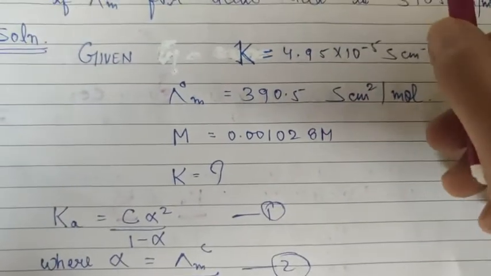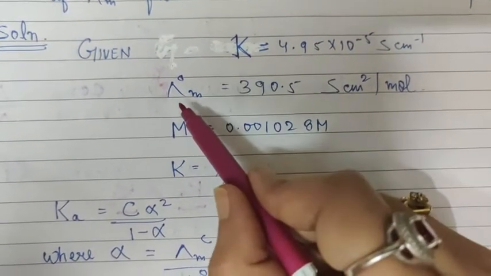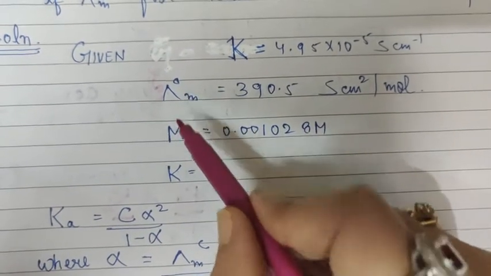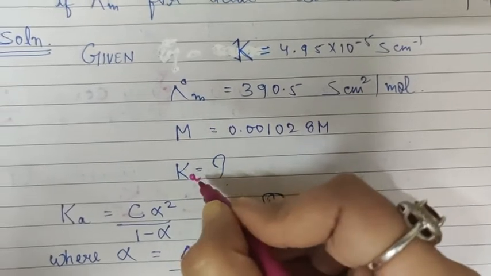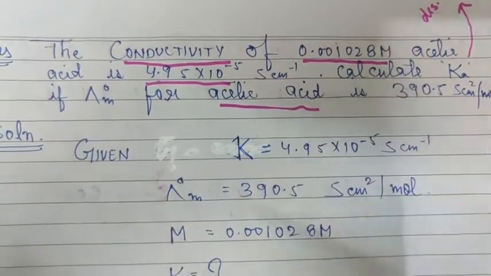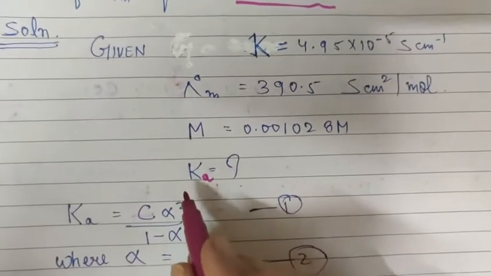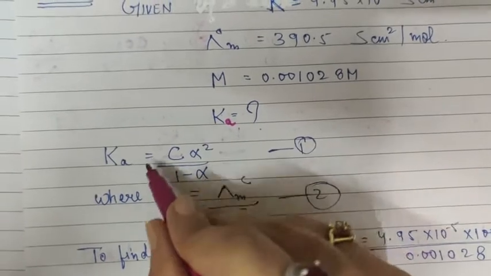And further in the question we have the molar conductivity at zero concentration as 390.5 Siemens centimeter square per mole. So here I have mentioned the given things, that is the specific conductance, molar conductivity at zero concentration, and the molarity. What we have to find out? We have to find out Ka. Why? Because in the question we have acetic acid, a weak acid, so the dissociation constant will be represented as Ka. So to reach Ka, we need to have these values.